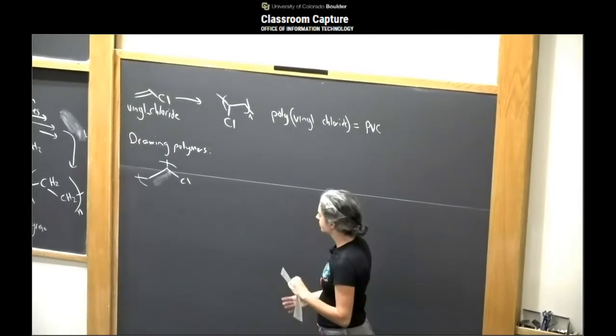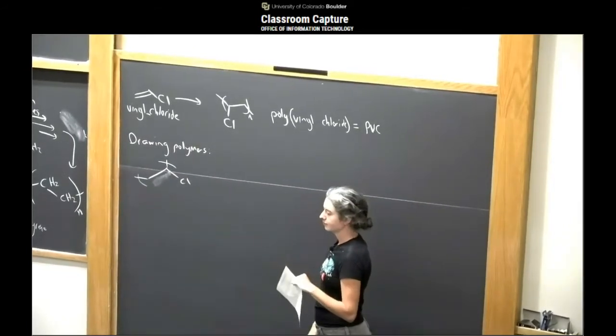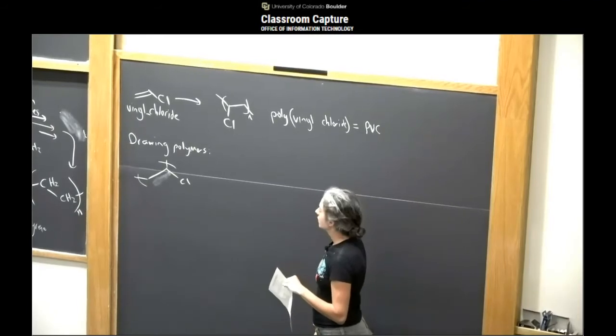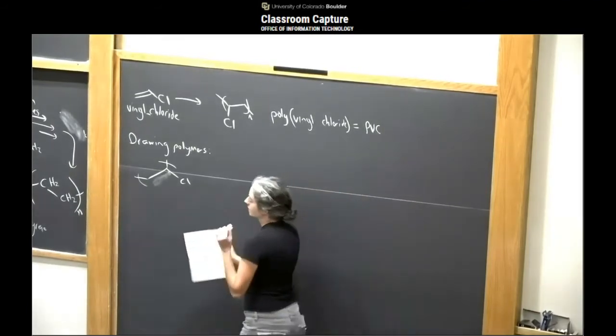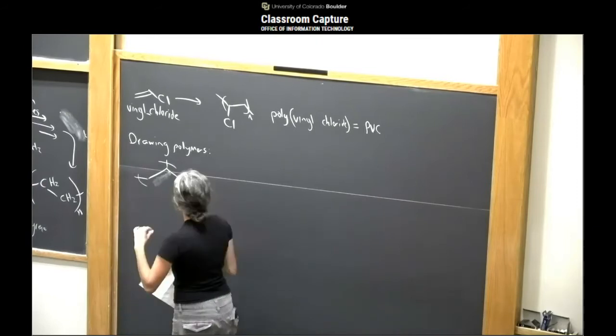And does the chain build on both sides, or how do you know which side builds? So it's always going to build out from the initiator.